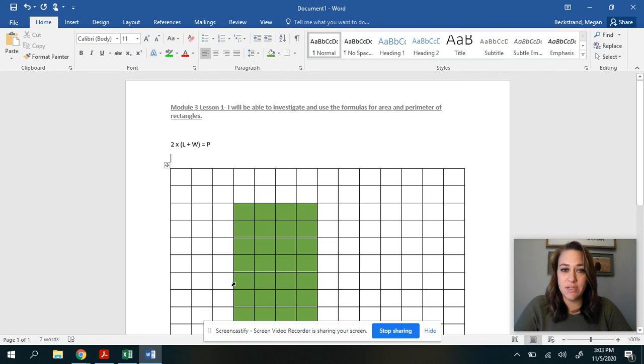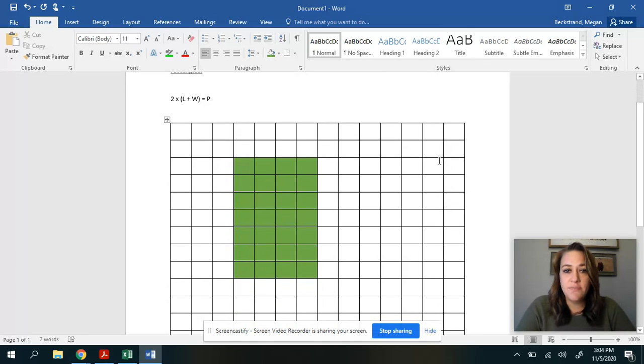It looks a little bit different today because we are going to be talking about area and perimeter. And to introduce that, we use grid paper, and this was a lot easier for us to work with than on the whiteboard. So Module 3, Lesson 1 says, I would be able to investigate and use the formulas for area and perimeter of rectangles. So we have a rectangle here.